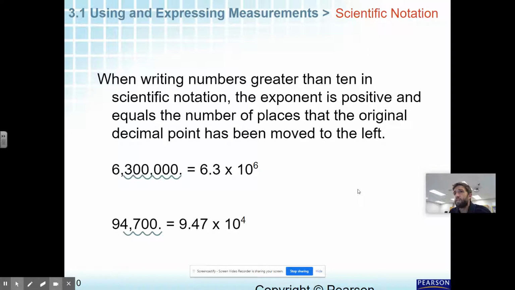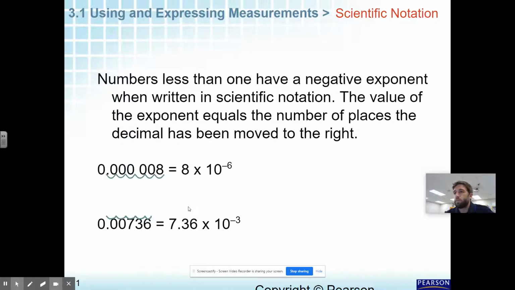So you have 6,300,000, which is this number right here. We're going to move the decimal over 1, 2, 3, 4, 5, 6 places, and it's going to be 6.3 times 10 to the 6th. You need to move it all the way over to here, and then you move it over 6 places, so it's times 10 to the 6. Same thing here: 1, 2, 3, 4, 9.47 times 10 to the 4th.